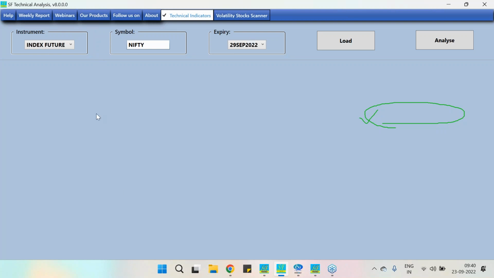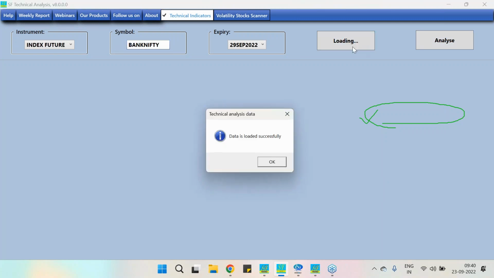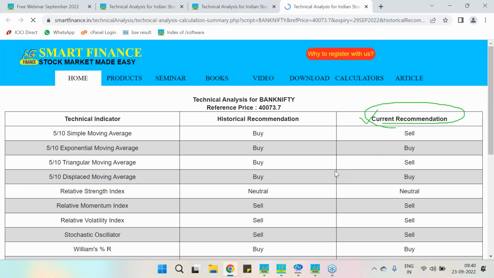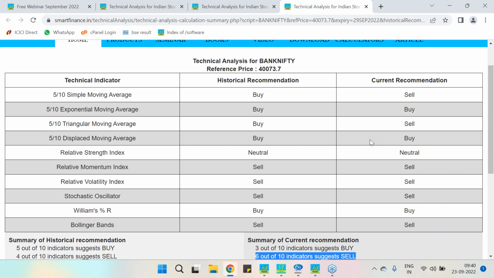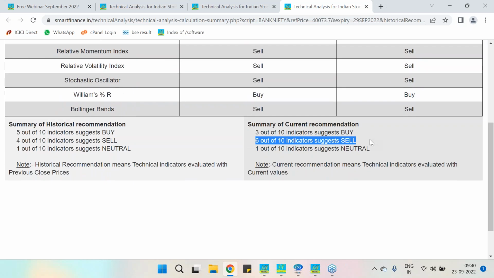However, if you are using this tool, always just have a look, say at Bank Nifty. I want to see how many indicators are now suggesting. So here I can say that the Bank Nifty view has entirely changed. Yesterday, out of 10, 5 were indicating buy. Now 6 indicators are suggesting a sell. 6 indicators are in favor of the sell out of 10.